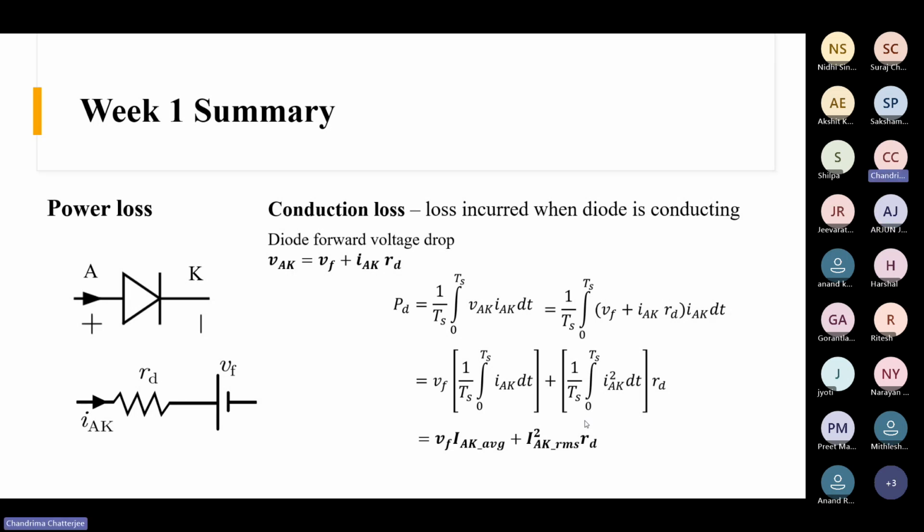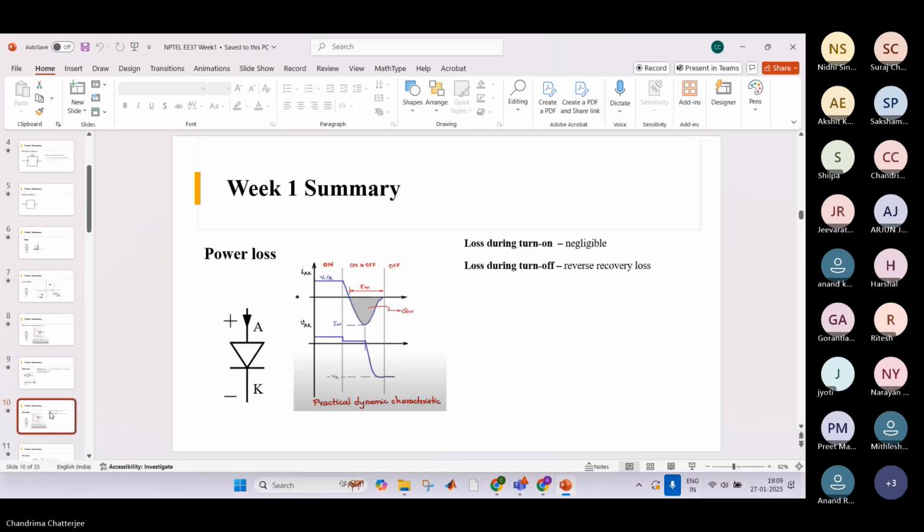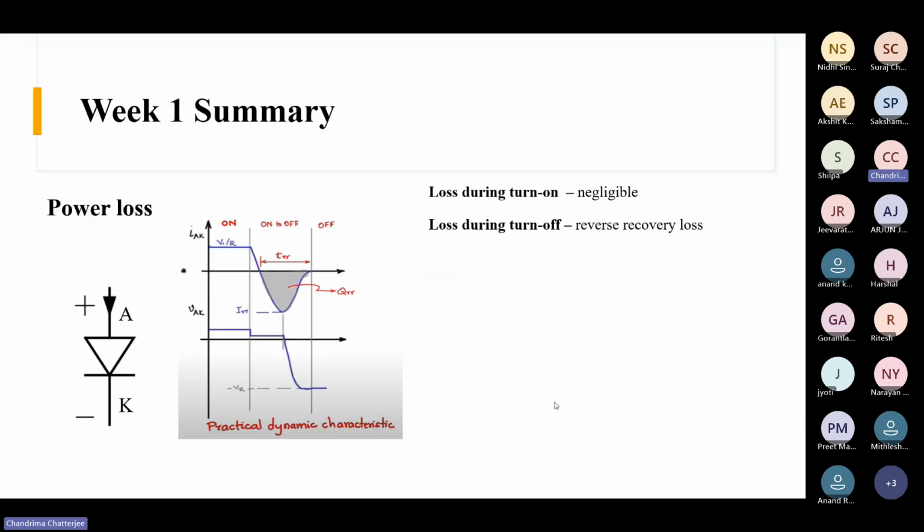So next we will talk about the reverse recovery loss. Earlier, when I was talking about the reverse recovery, I explained that as there is some negative current and there is some voltage also across the diode, there is an overlap of voltage and current, and whenever there is an overlap of voltage and current, there will be some power loss, right?